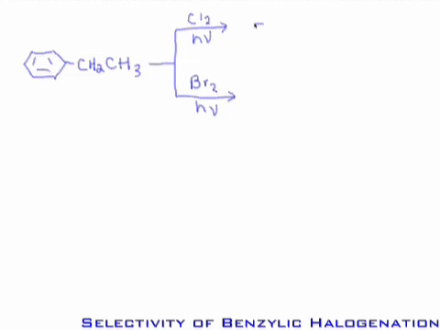So we can get CH3 Cl plus another aromatic ring, CH2 Cl.